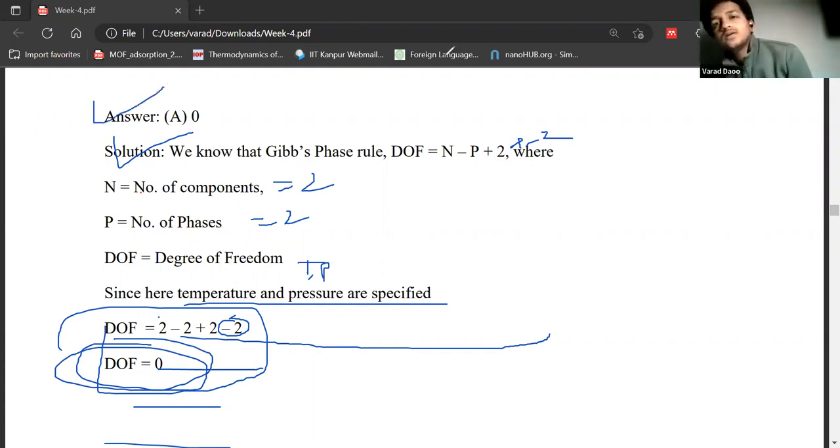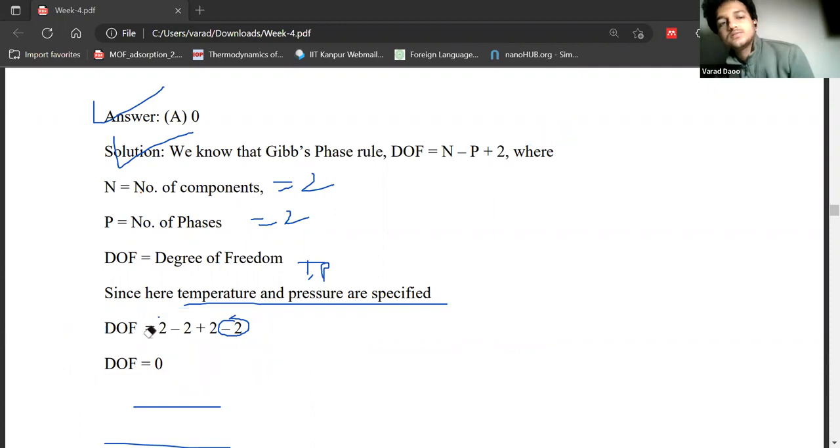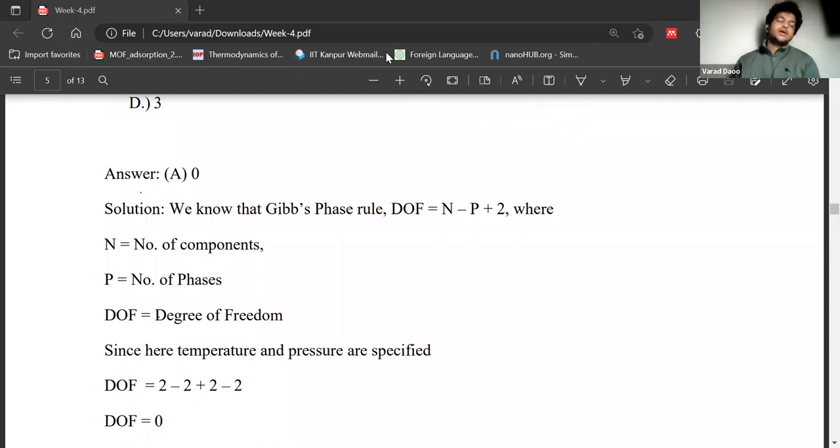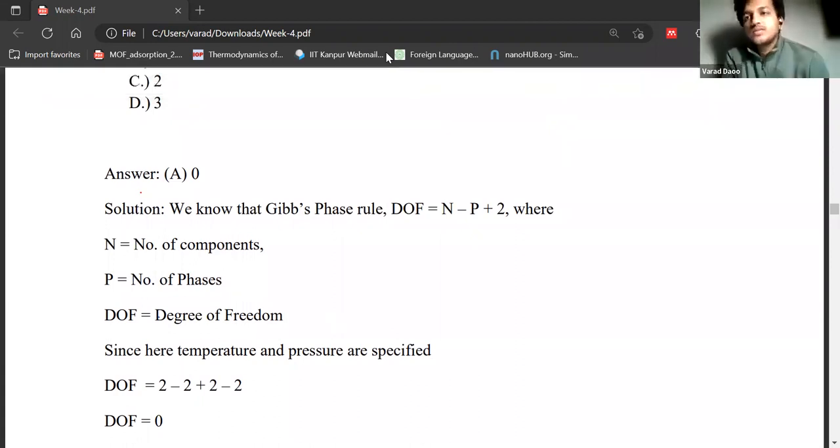Anybody has any question? If anybody has any doubt, they can ask now. And if anybody would like to write, I will give you a couple of minutes. Correct answer is option A, 0. Degrees of freedom is going to be 0.